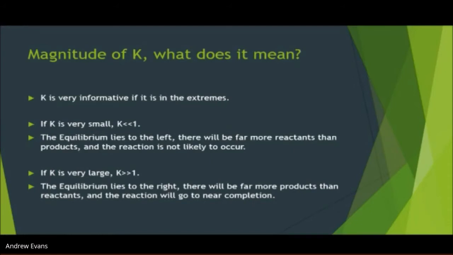So looking at whether K is very big or very small tells us whether this has shifted to the right or the left, whether the reaction goes to near completion or a very low level of completion.